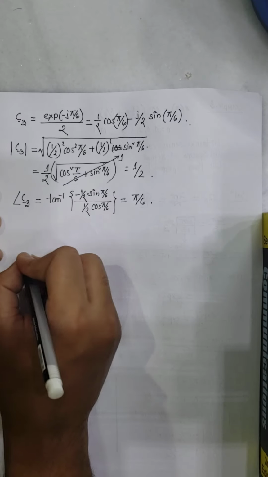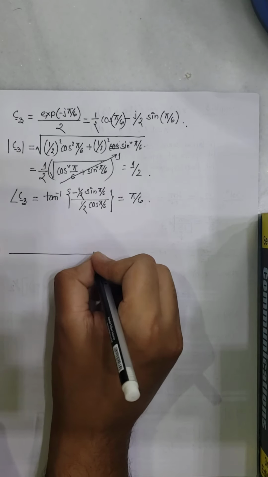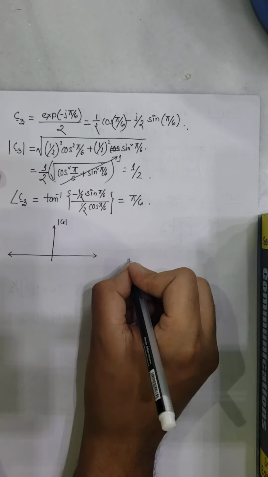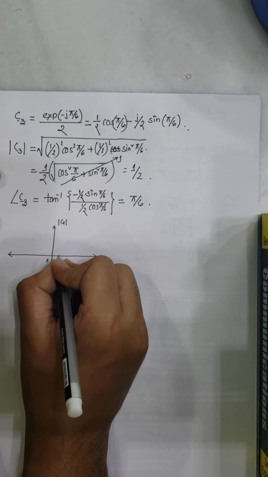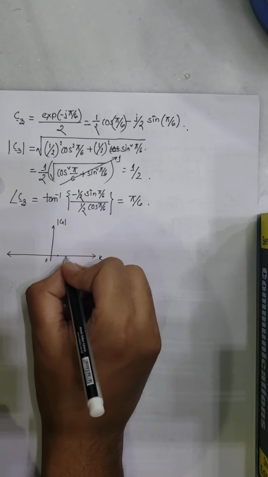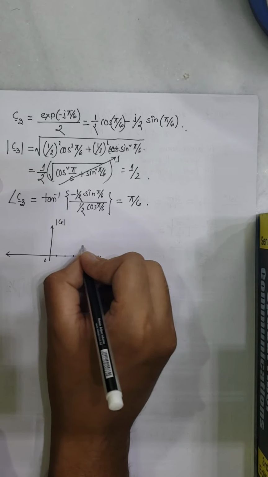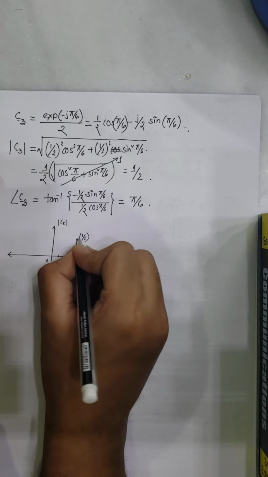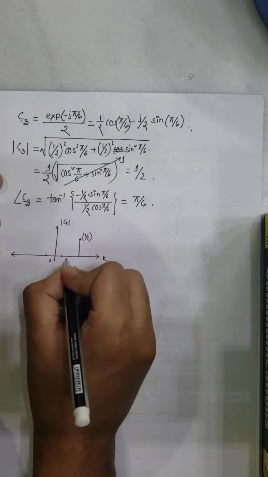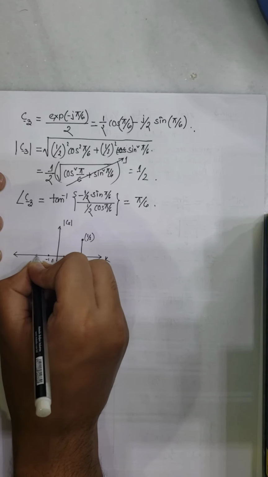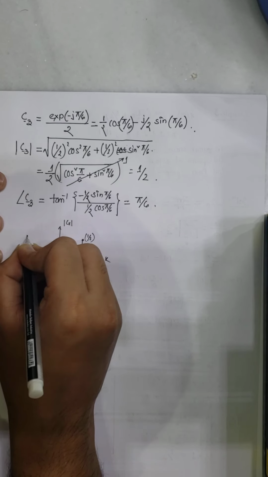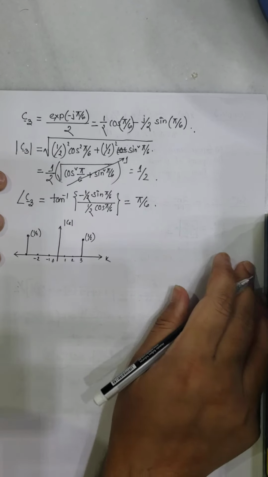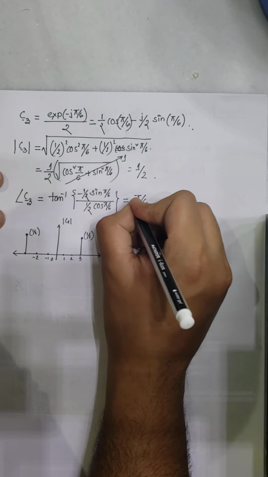Now upon plotting the magnitude spectrum, this is the magnitude of C of k, as k goes from 1: at 1 the value is 0, at 2 it is 0, and at 3 it will be half. Similarly, at negative 1 it will be 0, at negative 2 it will also be 0, and at negative 3 the value will be half.